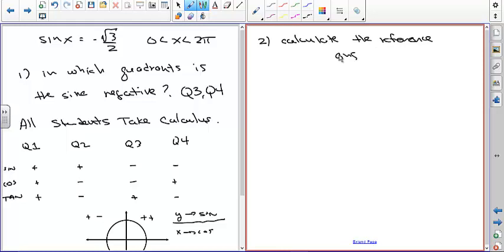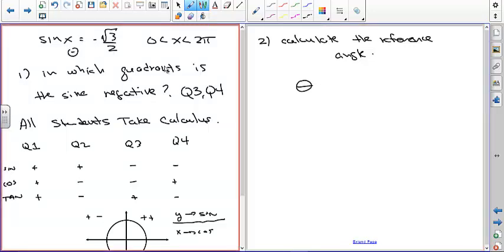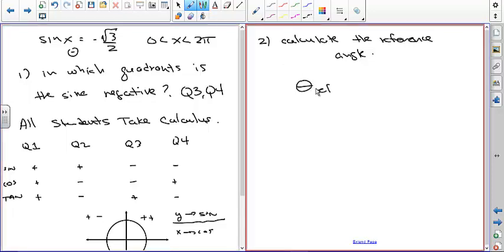So to calculate the reference angle, I'm going to use theta, so sine of theta. I like theta for angles. So if you want to find the reference angle, you just take the inverse, you do use your calculator, you take the inverse sine of the absolute value of the square root of 3 over 2. So the only difference is I take the absolute value of the number here. So I just make it positive.